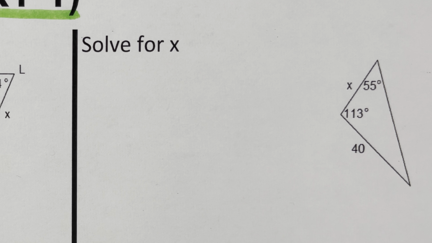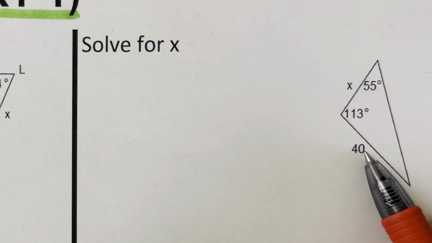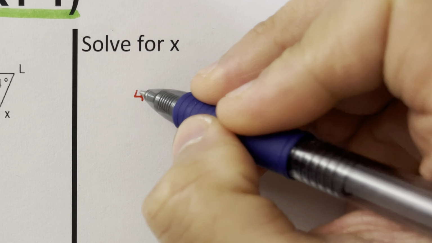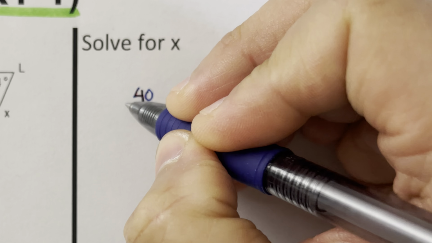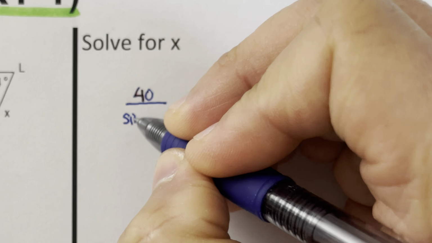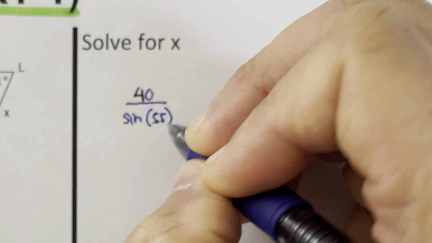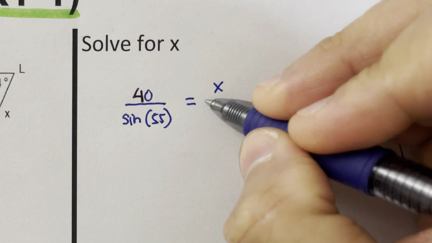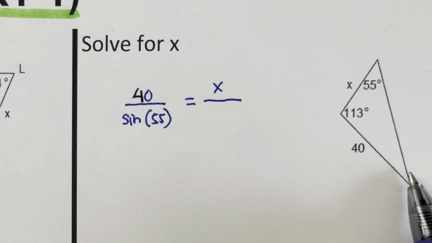Okay, so we go over the problem here. Again, based on the law of sine or sine law, we're supposed to come up with 2 ratios. So we can partner up this 40 with that of 55. So I can go ahead and write that's going to be 40 over sine of the angle across from it. So that would be sine of 55 is equal to x right here, over the sine of this missing angle here.